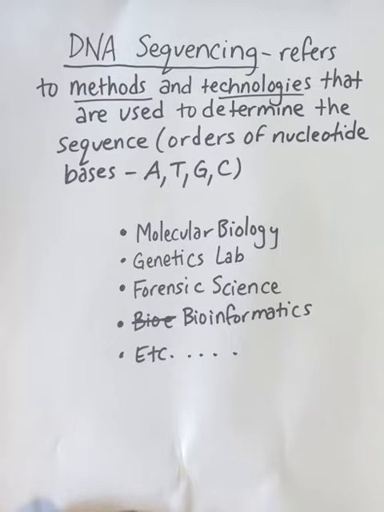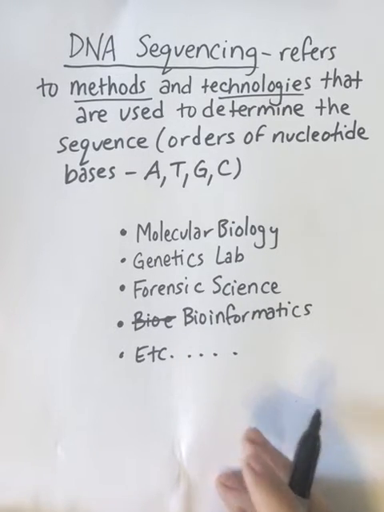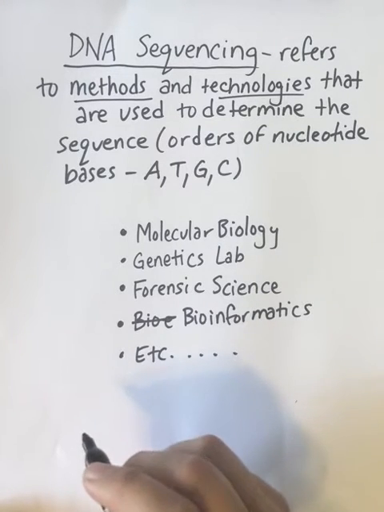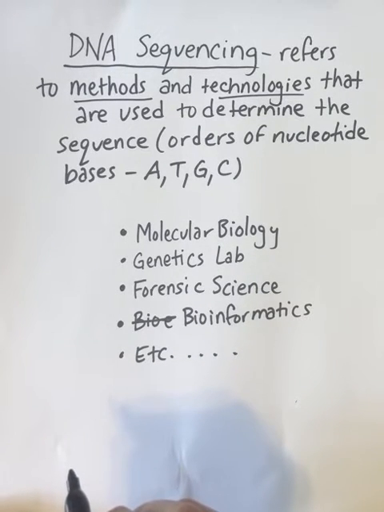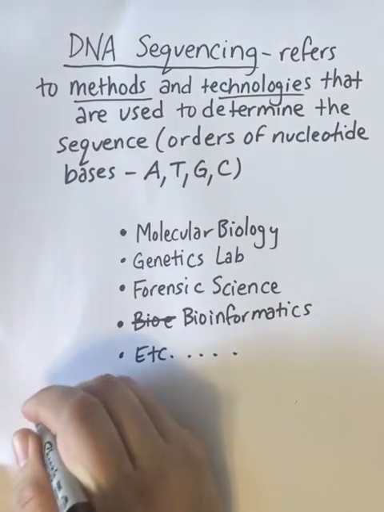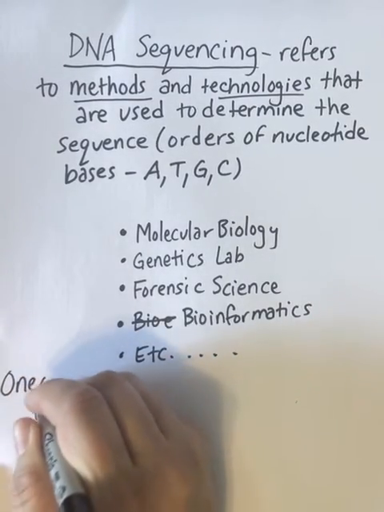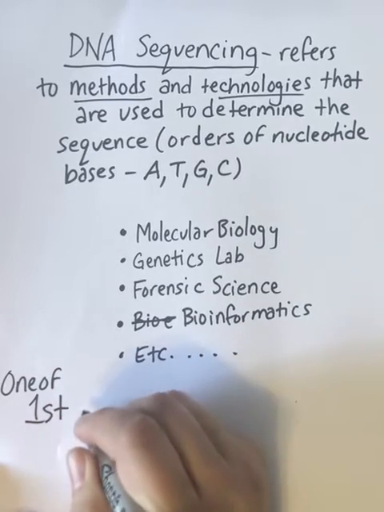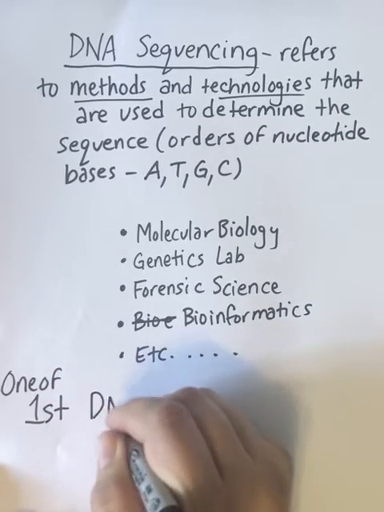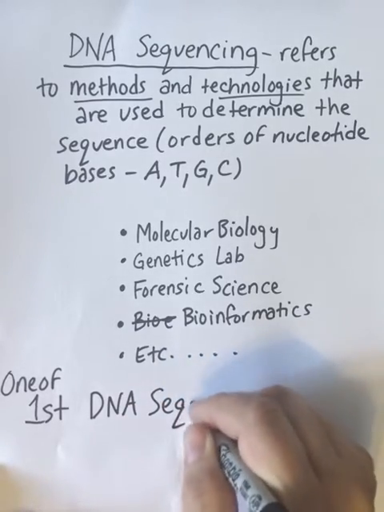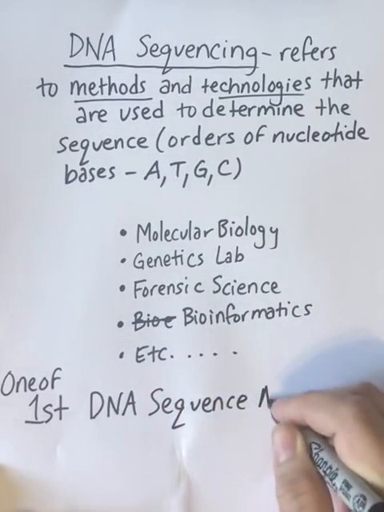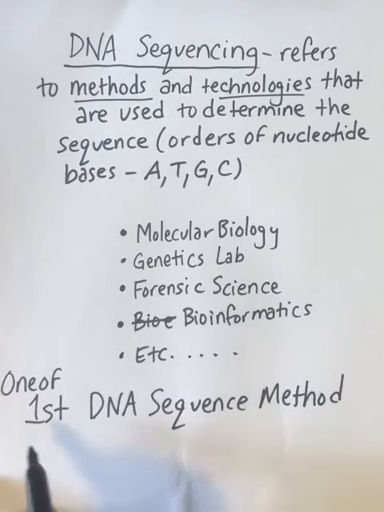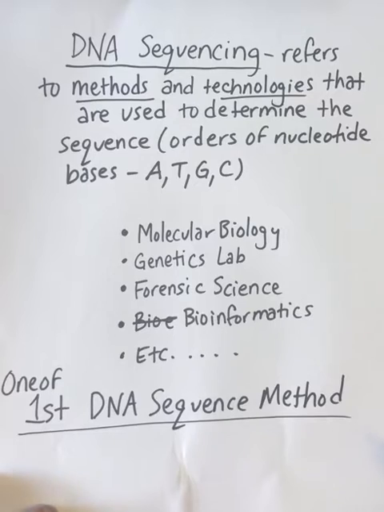Now, one of the first sequence methods that we ever had, and this is the one I'm going to teach about, is called the Sanger sequence method. So I'm going to put one of the first DNA sequence methods, discovered in the 70s.